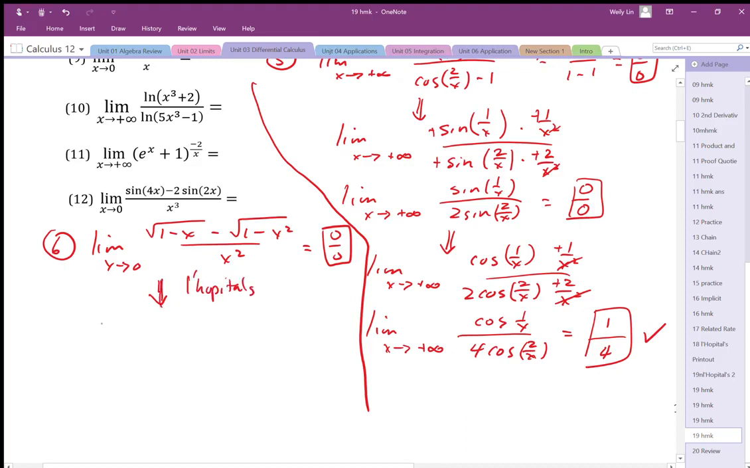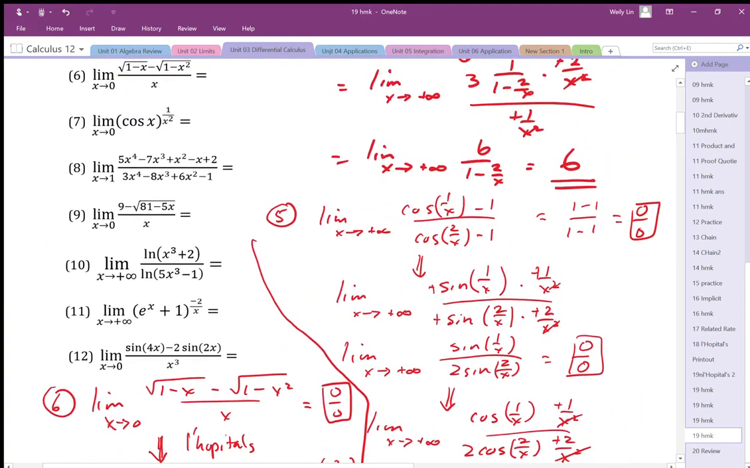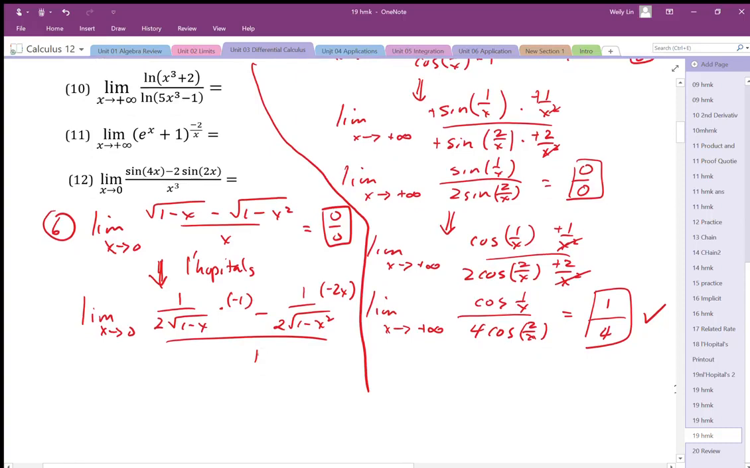Okay, applying L'Hopital's, I end up with the limit as x goes to 0 of 1 over 2 square root 1 minus x times negative 1, the chain rule for that, minus 1 over 2 square root 1 minus x squared times negative 2x, for the chain rule for 1 minus x squared, all over, that would be, I think that was just x. Let me just double check that. Yeah, that was just over x, so still the derivative of x is 1. Okay, so that was a mistake here.